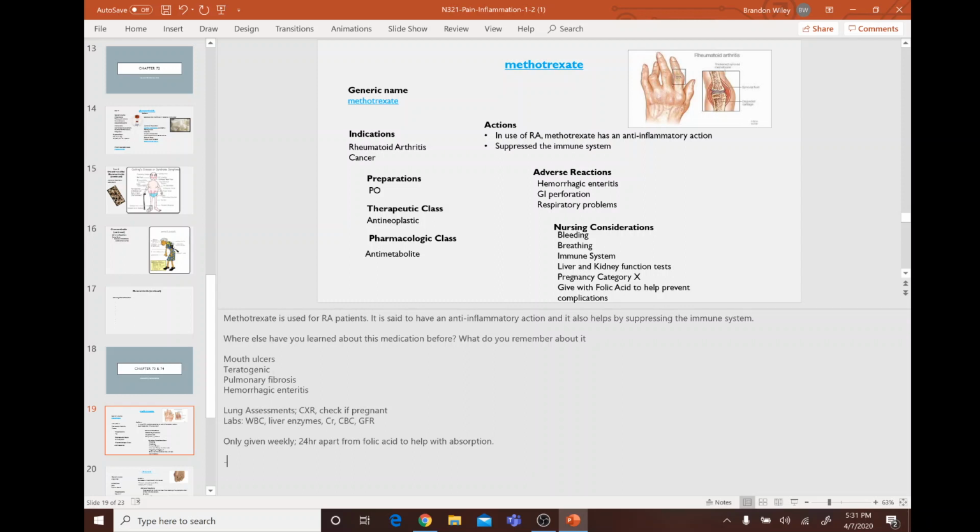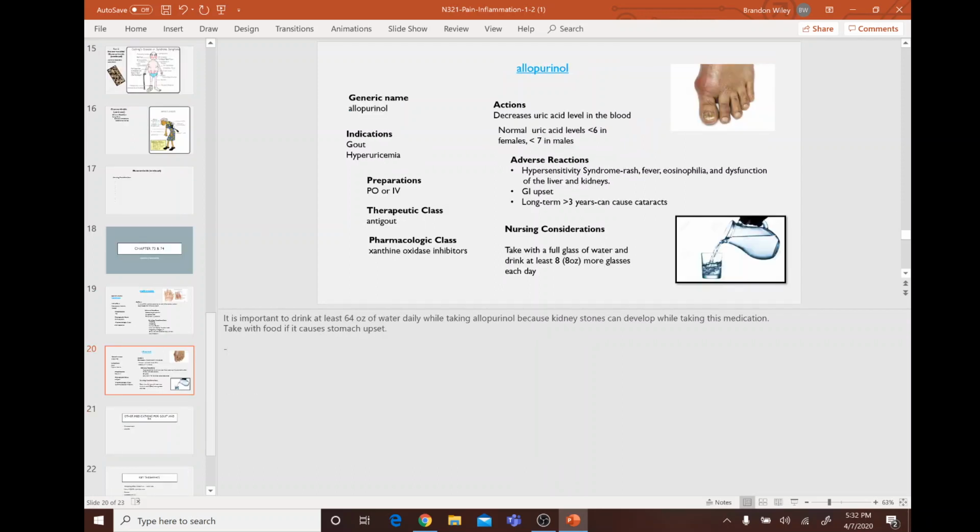What are the adverse reactions of methotrexate? Hemorrhagic enteritis, GI perforation, respiratory problems. What are the nursing considerations of methotrexate? Bleeding, breathing, immune system, liver and kidney function tests, pregnancy category X, give folic acid to help prevent complications. Read the material on here, please.